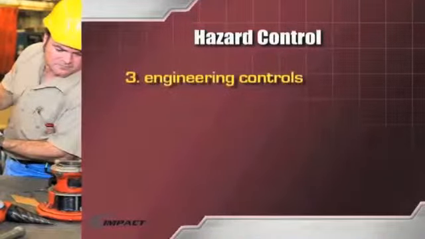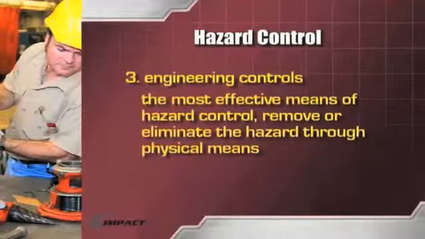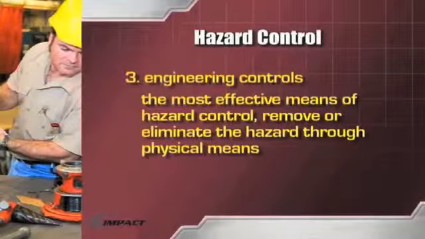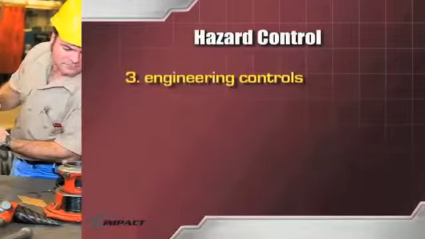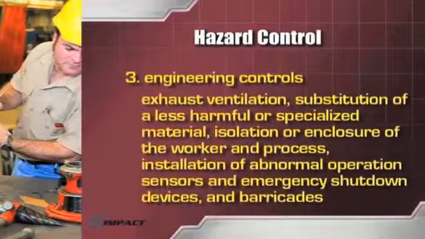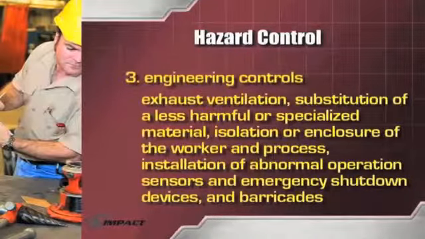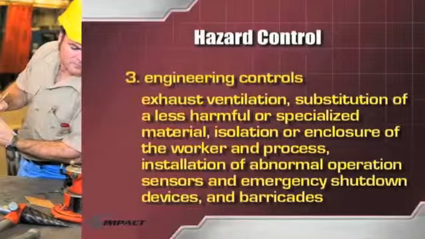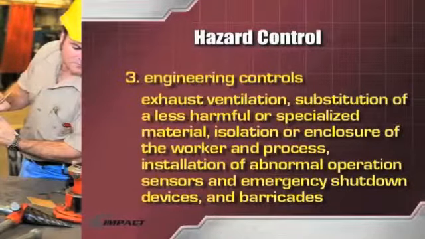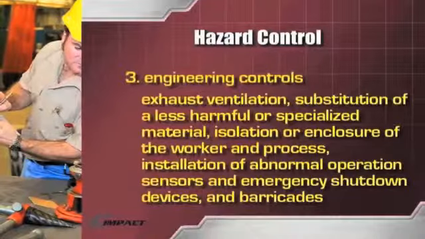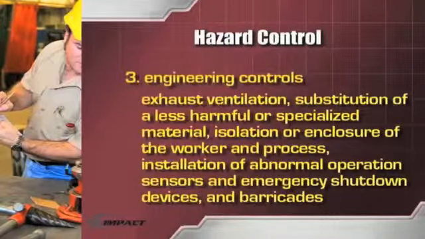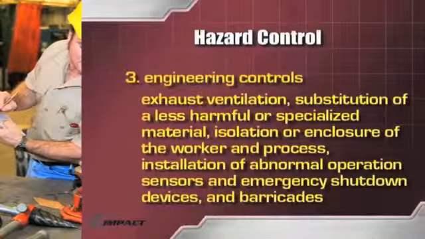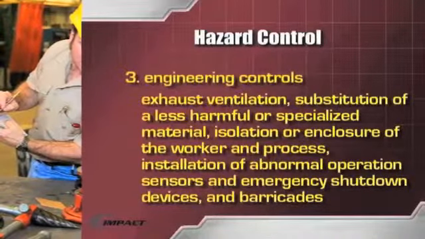3. Engineering controls. Engineering controls, the most effective means of hazard control, actually remove or eliminate the hazard through physical means. Examples of engineering controls are the use of exhaust ventilation, substitution of a less harmful or specialized material, isolation or enclosure of a worker and process, installation of abnormal operation sensors and emergency shutdown devices, and use of barricades or restraints to prevent worker contact around or under dangerous or hazardous operations.